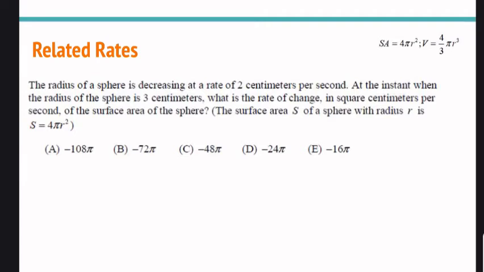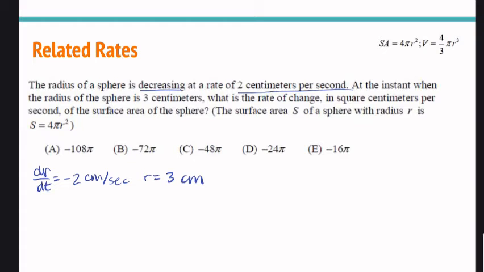All right, next one. The radius of a sphere is decreasing. Oh, we got decreasing again. Decreasing at a rate of 2 centimeters per second. So we're going to say dr dt. I always like to make a list of everything I know. Centimeters per second. At the instant when the radius is 3 centimeters. Okay. What is the rate of change in square centimeters per second of the surface area?